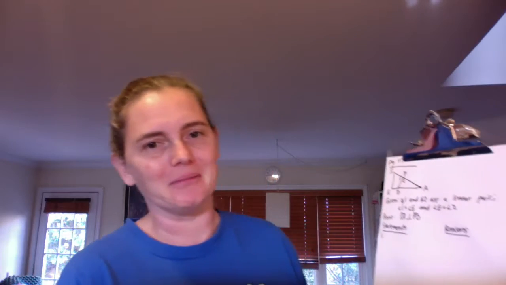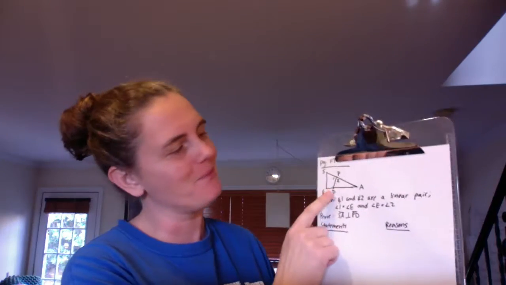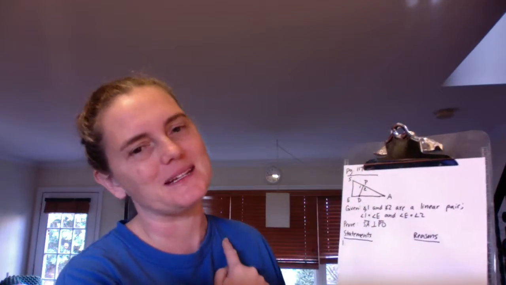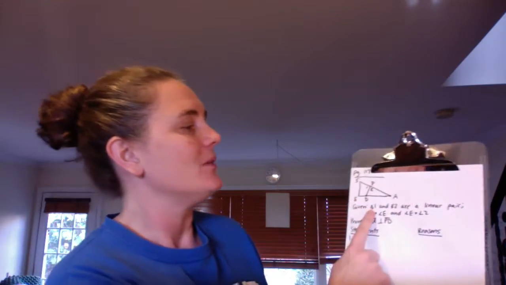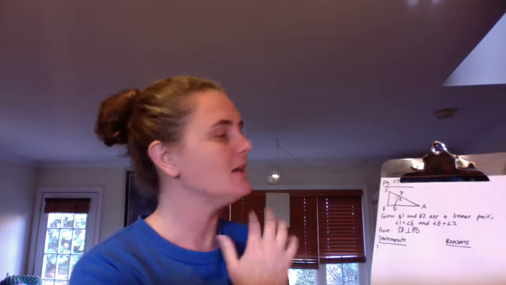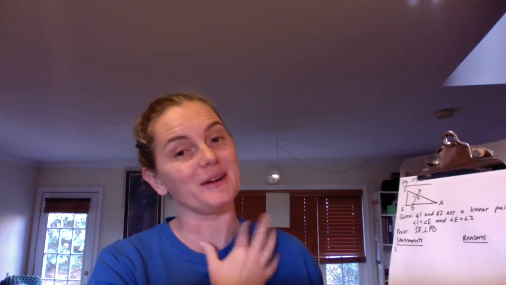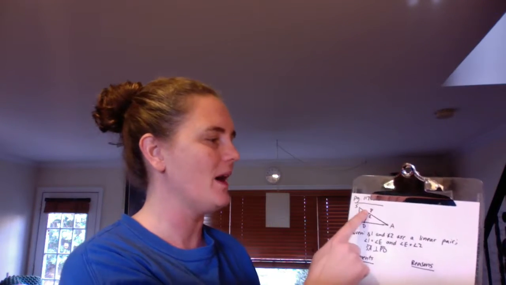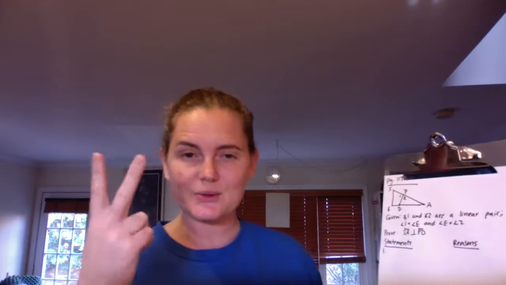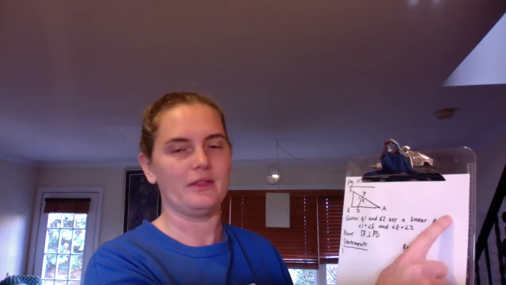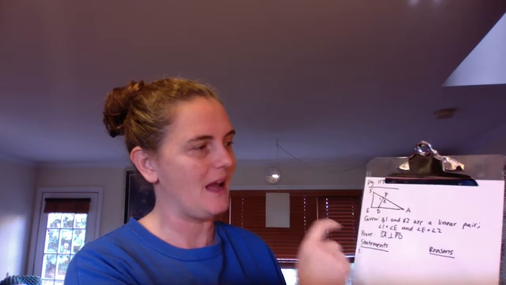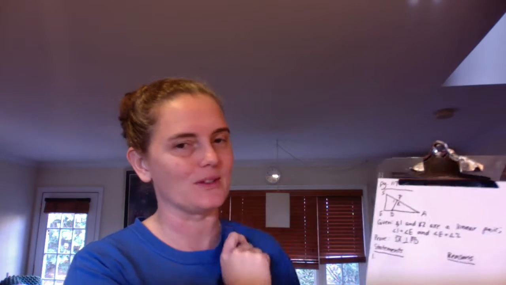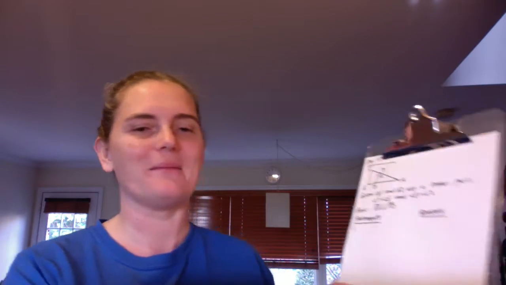As I was saying, we have this triangle, and we have this segment PD that goes straight through the triangle. And we're given that 1 and 2 are a linear pair. We're also given 2 sets of information: one, that they're a linear pair, and this one, that 1 equals E and E equals 2. Okay, so let's use them.